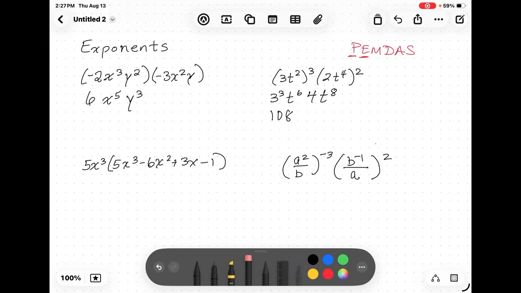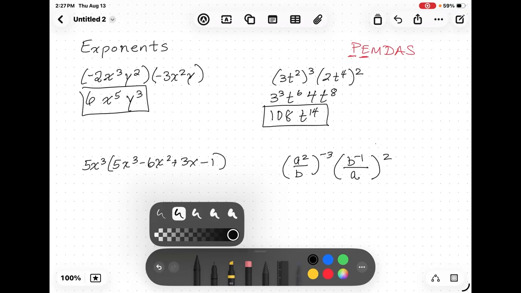T to the 6th times t to the 8th, we add the exponents as we saw in the previous expression, and we get t to the 14th. So there's 2 for you to compare if you did them preemptively. And let's move down to the bottom left.